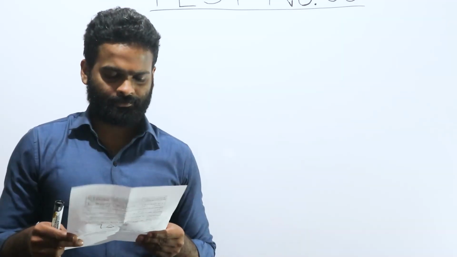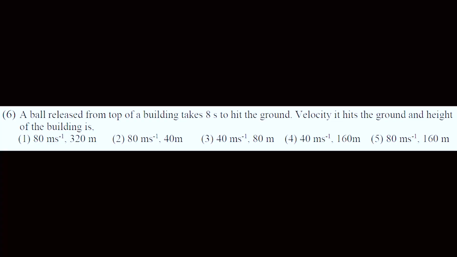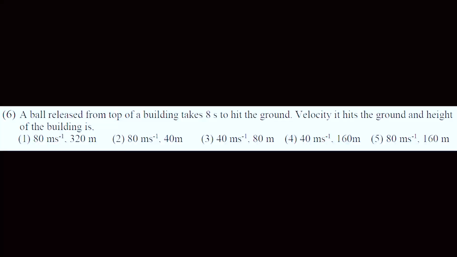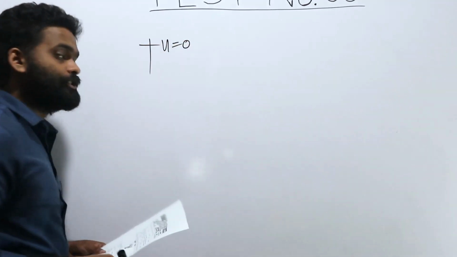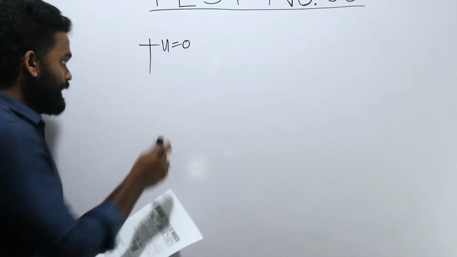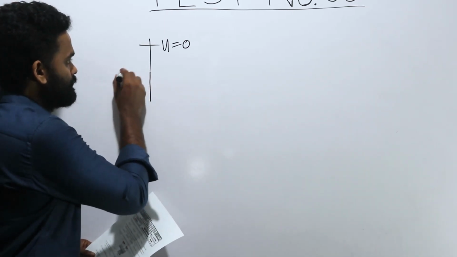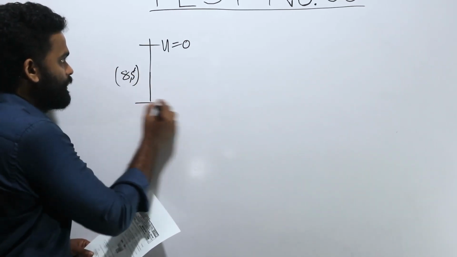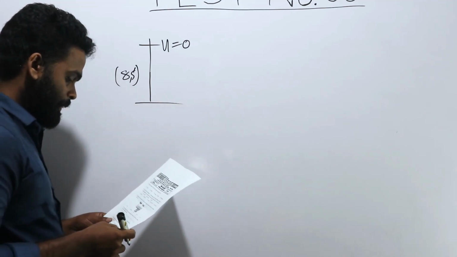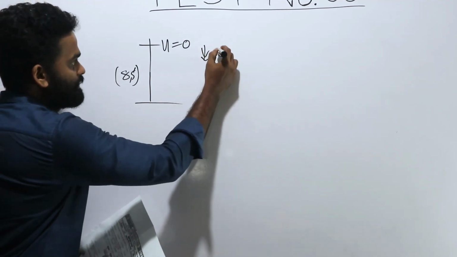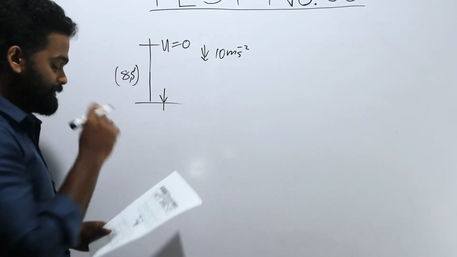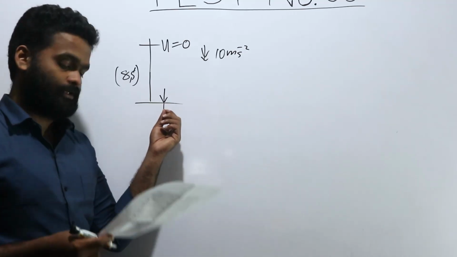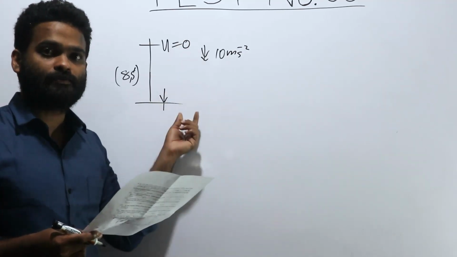Sixth question. A ball is released from the top of a building. It takes 8 seconds to hit the ground. A ball is released, meaning initial velocity 0. Gravitational acceleration is 10 meters per second squared downwards. Then they are asking for the velocity with which it hits the ground and the distance it moves down.